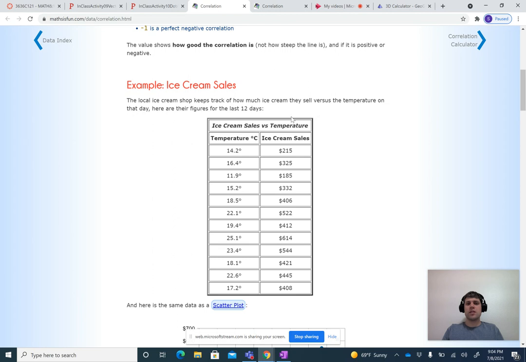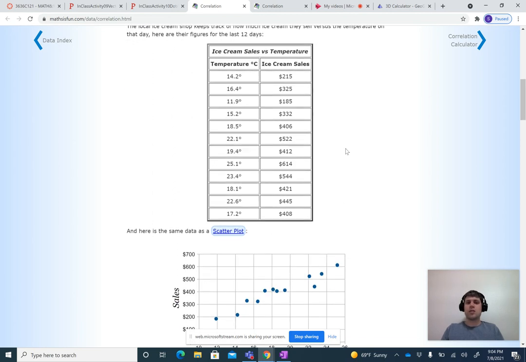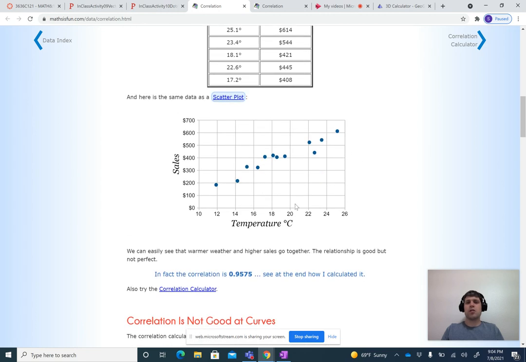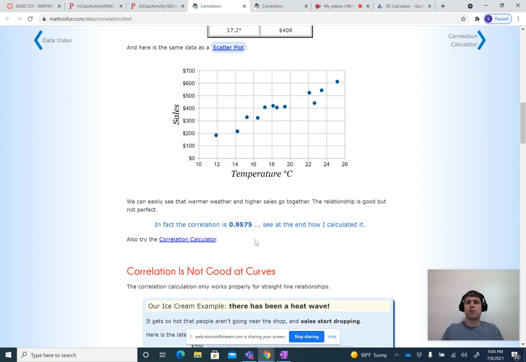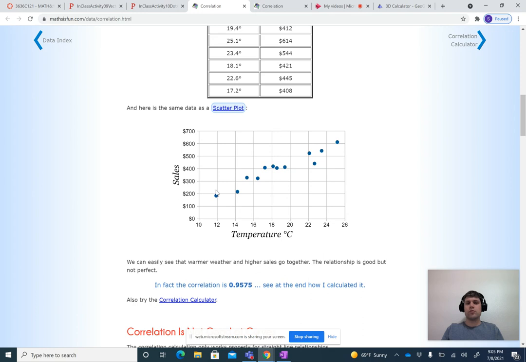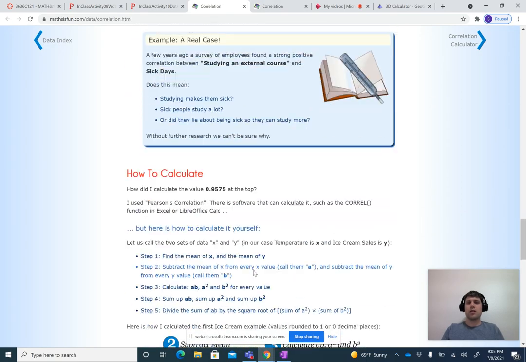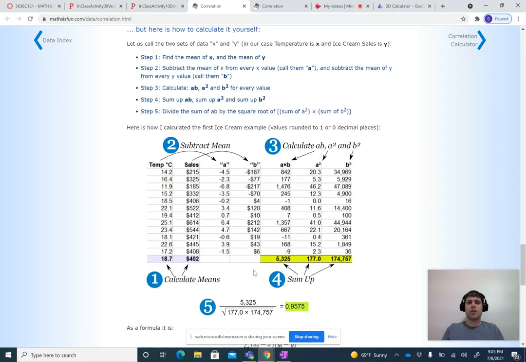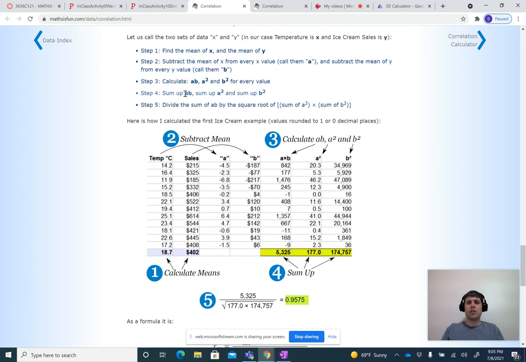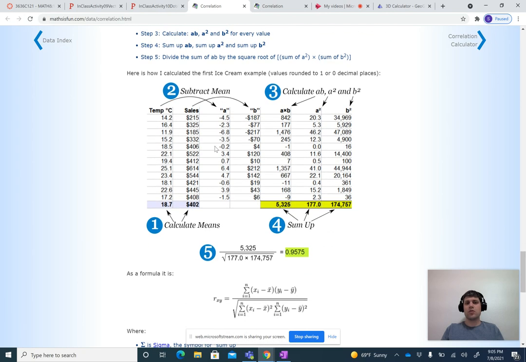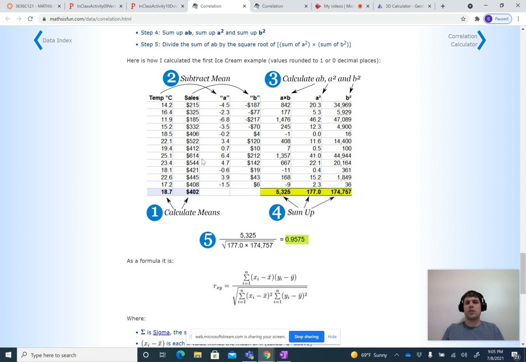So if you look at this example with the ice cream sales versus temperature, and there's a table in here, and also it's plotted, you can see it's pretty good positive correlation. And in fact, when you calculate it, it is 0.9575. How do you take this bunch of dots and then spit out this number? That's the correlation. Well, at the end of this website, they tell you how to do it. And they give you an algorithm with 5 steps, which is not too hard to follow. You can do this on an Excel sheet.